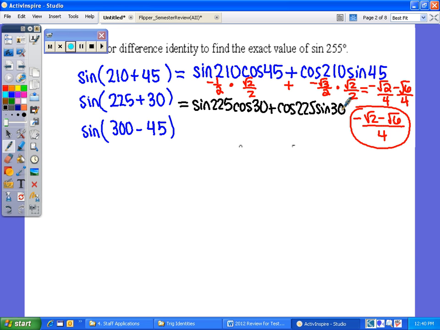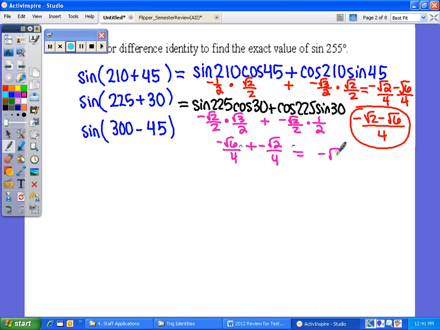Okay, so when you break that down using the unit circle, the sine of 225 is negative square root of 2 over 2. And so is the cosine of 225, because remember, in the third quadrant, everything's negative except for tangent. The cosine of 30 is square root of 3 over 2, and the sine of 30 is 1/2. Negative square root of 2 times square root of 3 is negative square root of 6 over 4. Negative square root of 2 times 1 is negative square root of 2 over 4.